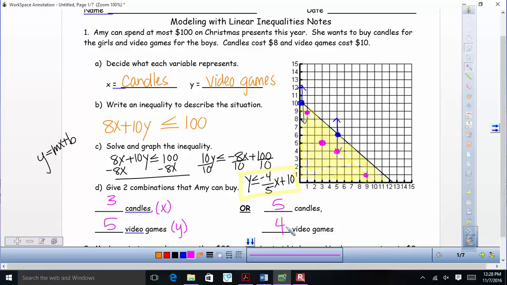Caitlin said 5 and 4. So I'm going to put 5 and 4. Okay? Questions there? All right, let's try another one like that.